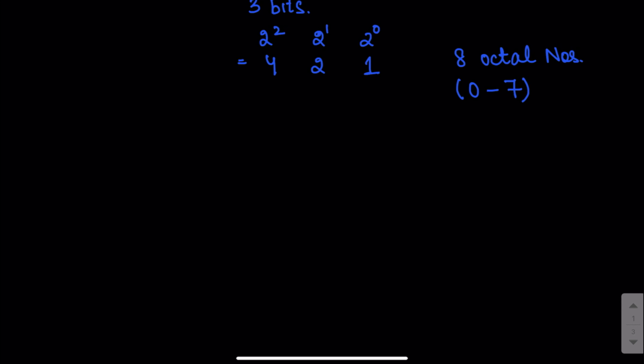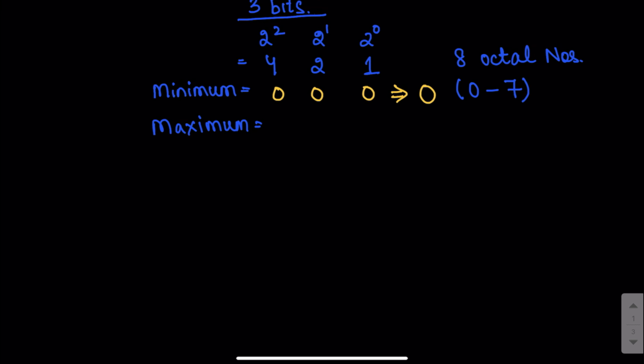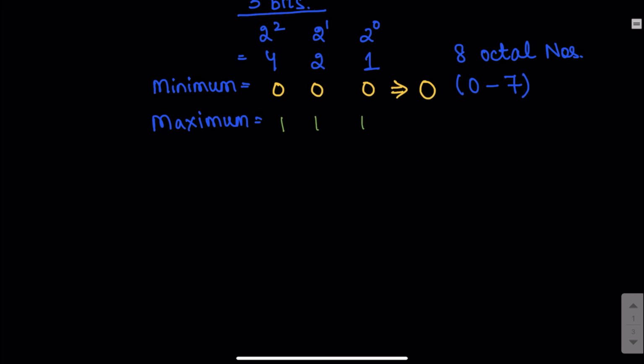Okay, and suppose I am using 3 bits, then I can represent the minimum number, which is all these positional weightages given as 0. Okay, and the number will also be 0, and the maximum number that I can represent is making all the positions as 1. So when I do that, then what do I get? 4 plus 2 plus 1, that is 7. So you can understand that it is sufficient to use 3 bits in order to represent an octal number.